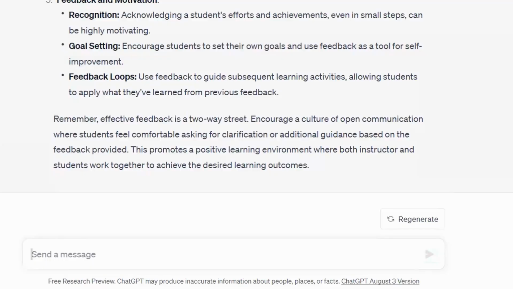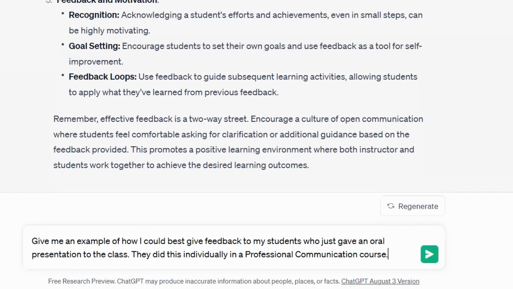But of course, we can get in deeper, right? So we can give it a specific example and then go from there. So we'll go deeper by giving it a specific scenario or a specific situation in which I want assistance with feedback. So I'm saying, give me an example of how I could best give feedback to my students who just gave an oral presentation to the class. They did this individually in a professional communication course.